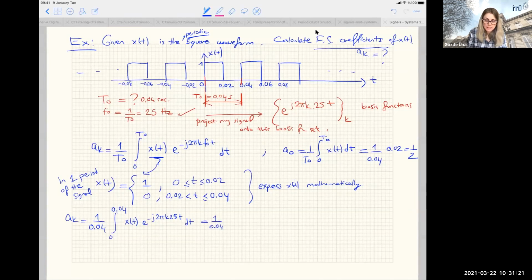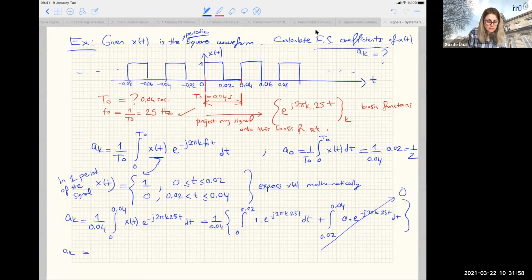Now I have two parts of the integral. From 0 to 0.02, the signal value is 1, so e to the minus j2 pi k 25t dt, and plus from 0.02 to 0.04, 0, right? The signal is 0 in this interval, so I really don't get anything from the second part of the signal, which is good. So this really goes to 0. Just do the math for the first part.